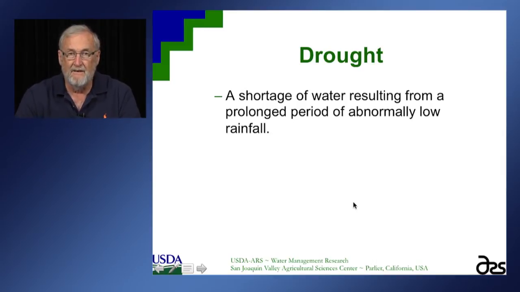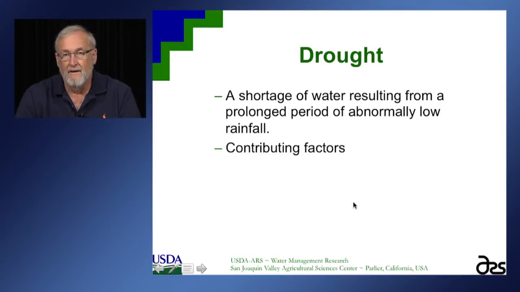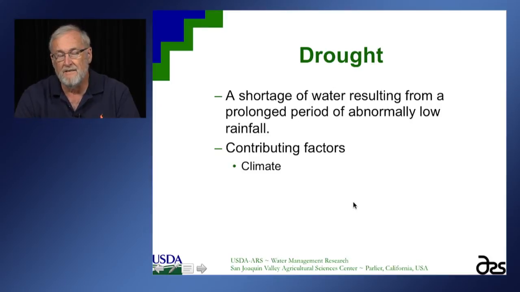And you can see the definition there is a shortage of water resulting from a prolonged period of abnormally low rainfall. Of course, here in California, we're really talking about snowmelt or snowpack, and so it's a lack of snow falling in the high Sierra. So, contributing factors, certainly climate is the one that comes to mind immediately.